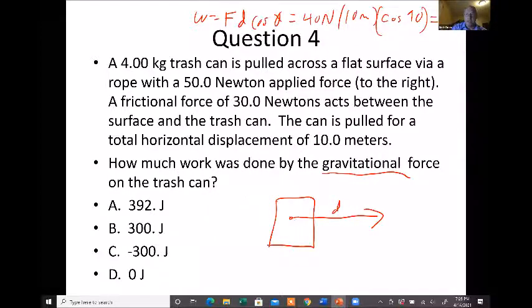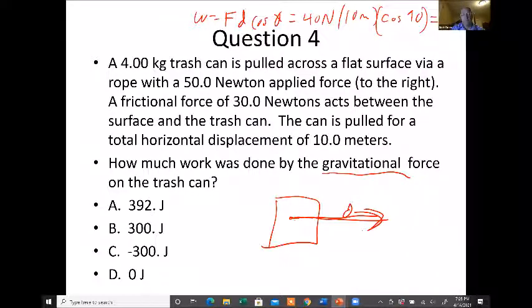If on the other hand, the force was acting this way, we could think of that as 90 measured this way, or we could measure it as 270 that way. Either way, we're going to get the same answer. And then finally, if the direction was still this way, but the force was also applied this way, that angle would be 0. Does that make sense? Yes, that makes sense.